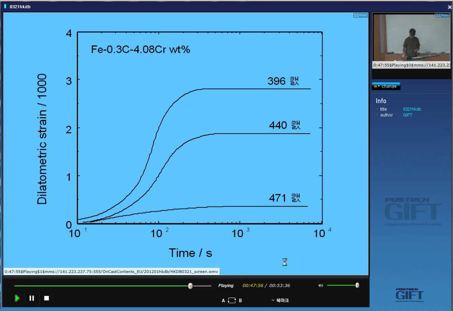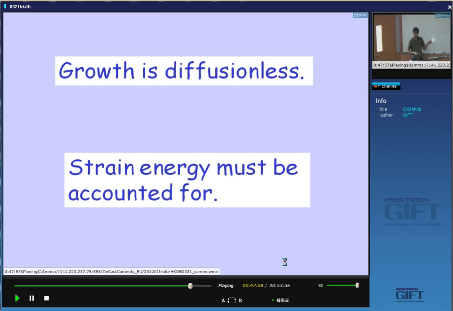Just to summarize, growth is diffusionless, and of course in making all these comparisons, we must take account of the strain energy due to the shape deformation, because that strain energy is quite large. The next prediction is that if you measure the growth rate, it must be much greater than is consistent with the diffusion of carbon, because martensite forms without diffusion, and forms rapidly.